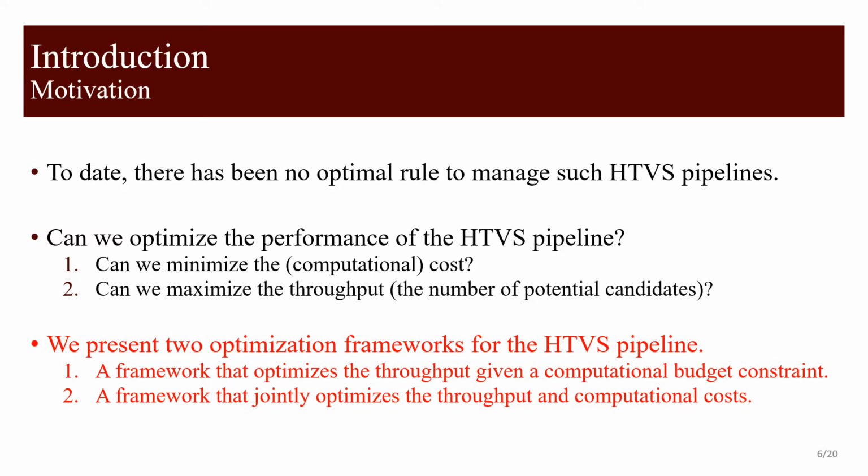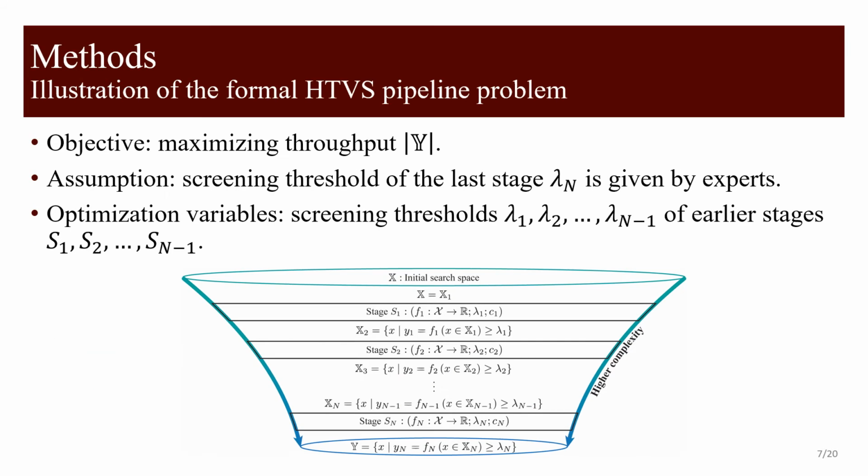The first framework applies to the HTVS pipelines when there is a computational budget constraint. The second framework jointly optimizes the throughput and the computational cost. In other words, it maximizes the throughput while minimizing the computational cost. Here, I'd like to provide a very high-level overview of the proposed methods due to the time constraint. Please check our manuscript on arXiv for more details.